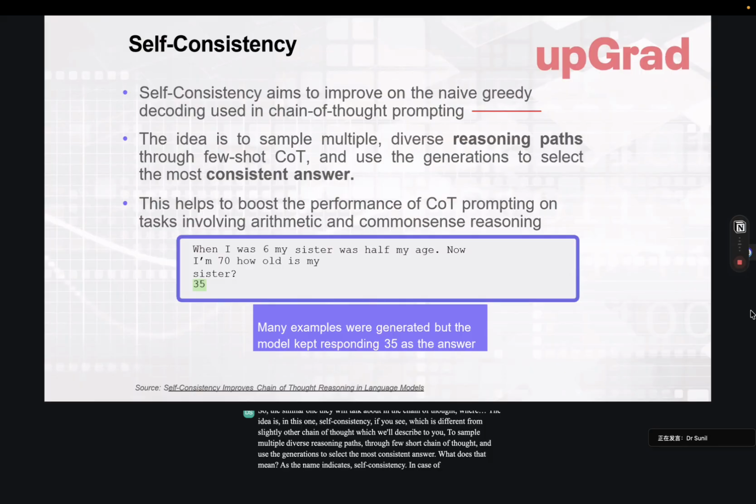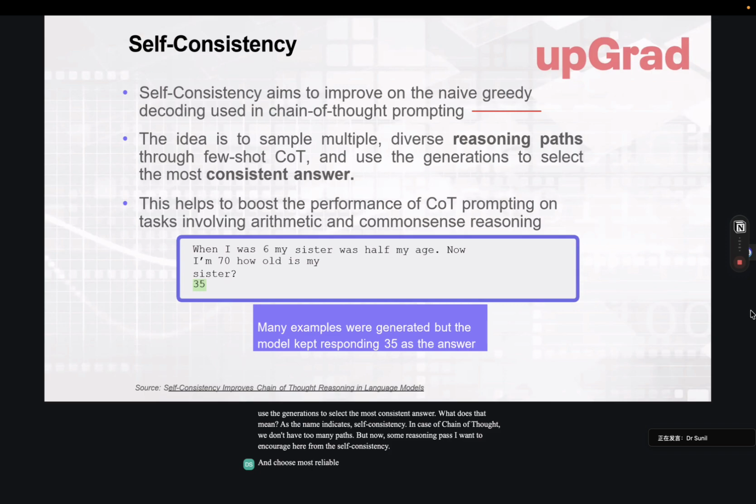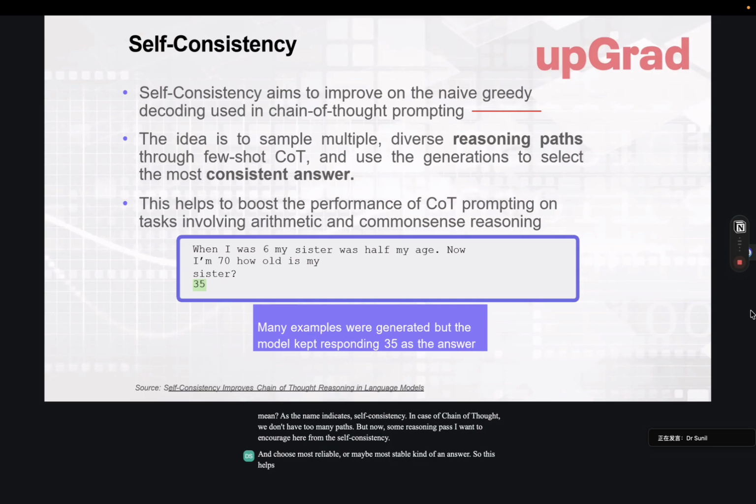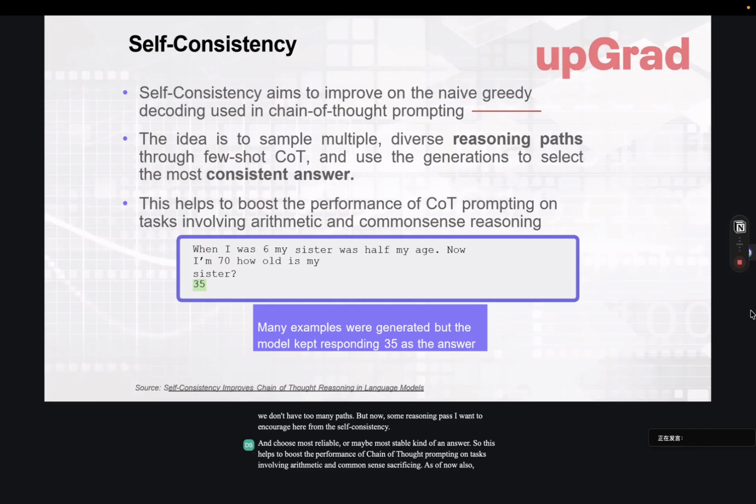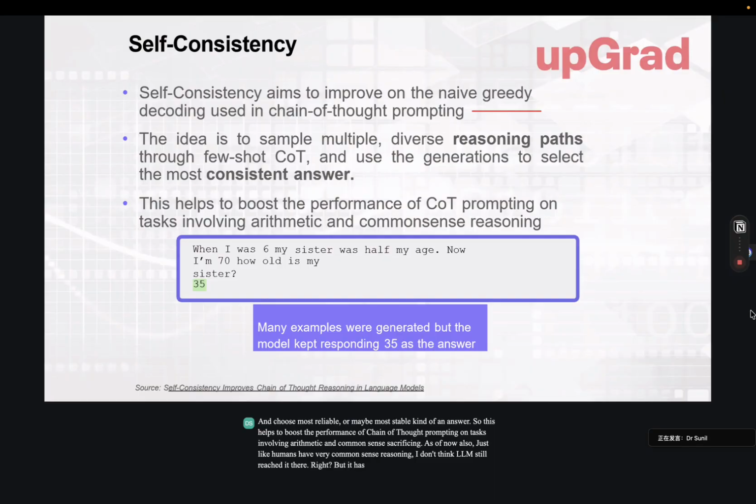In case of chain of thought, we don't have too many paths, but now some reasoning paths I want to encourage here from the self-consistency and choose the most reliable, or maybe most stable, kind of answer. So this helps to boost the performance of chain of thought prompting on tasks involving arithmetic and common sense reasoning. As of now, just like humans have common sense reasoning, I don't think LLMs have reached there yet. But they have good reasoning capabilities as we speak now. In the last 3-4 years, they have been able to evolve, but not at a common sense reasoning level.